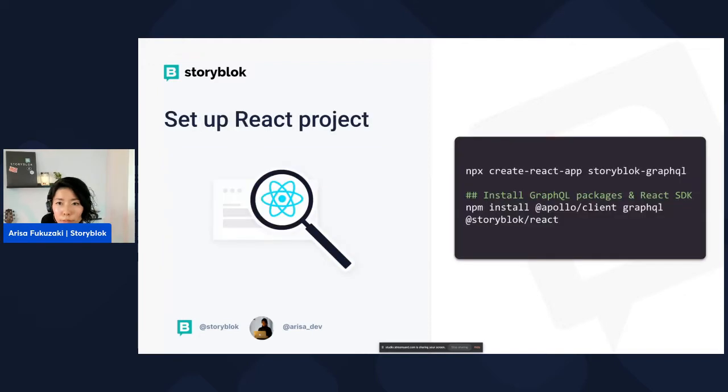All right. So let's move on to the fun part. First things first, we need to set up the React project, right? Because as I said earlier, this talk is going to be a React project with the combination of Apollo client and the GraphQL API that is provided from the Storyblok side. So to build our app with React, I'm going to use create React app. Simple is the best, right?